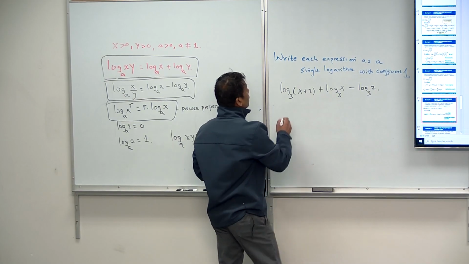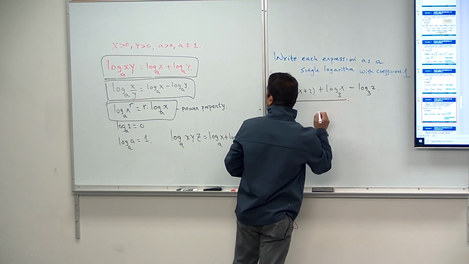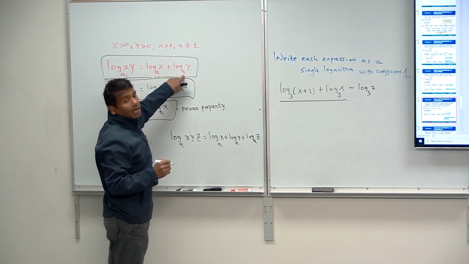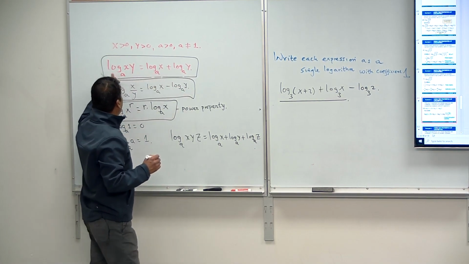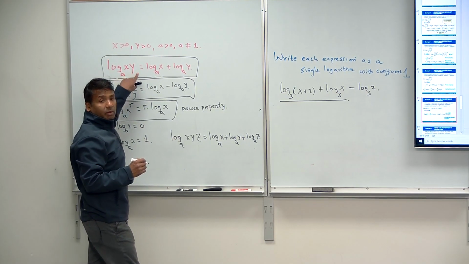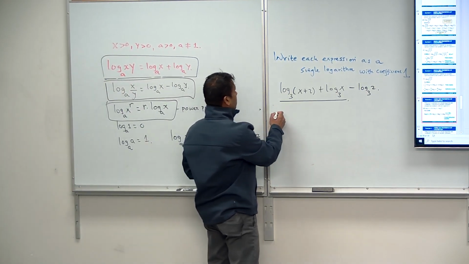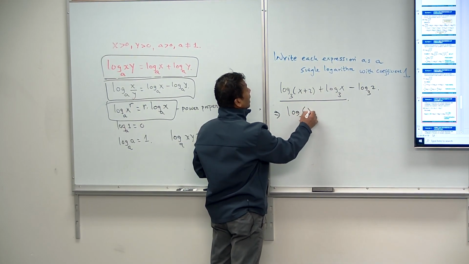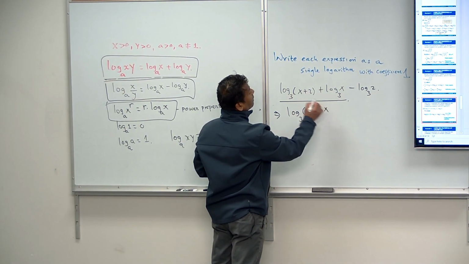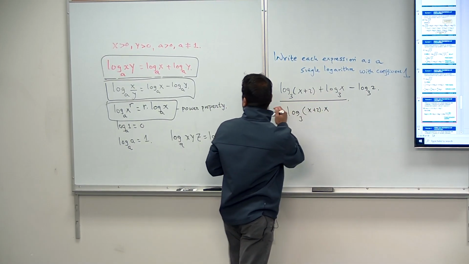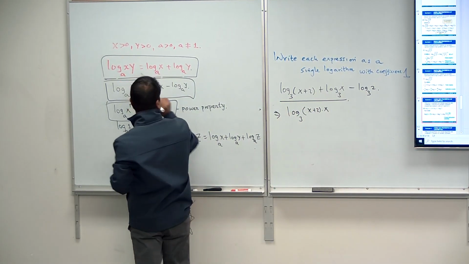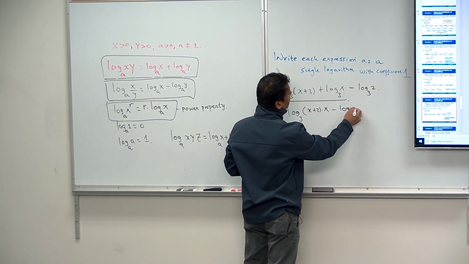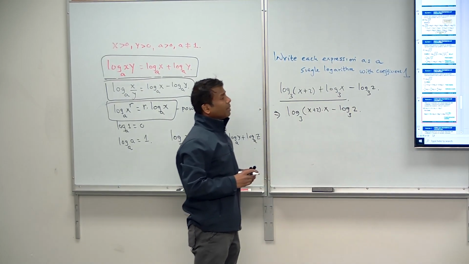So use the product property here. Look here. If you have a logarithm with base a of x plus logarithm with base a of y, you will have logarithm with base a of x times y. So use this property. It will be logarithm with base 3 of x plus 2 times x, minus logarithm with base 3 of 2. That makes sense?